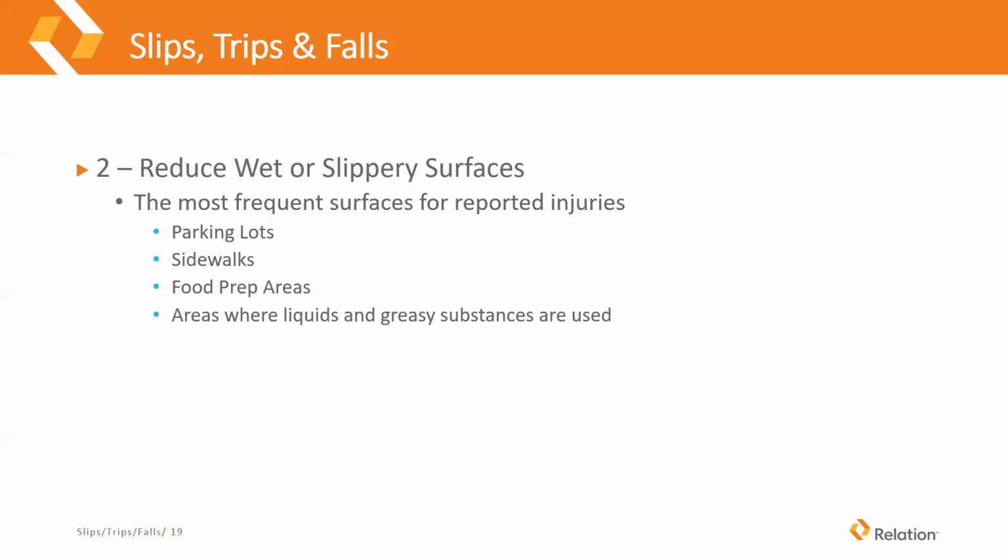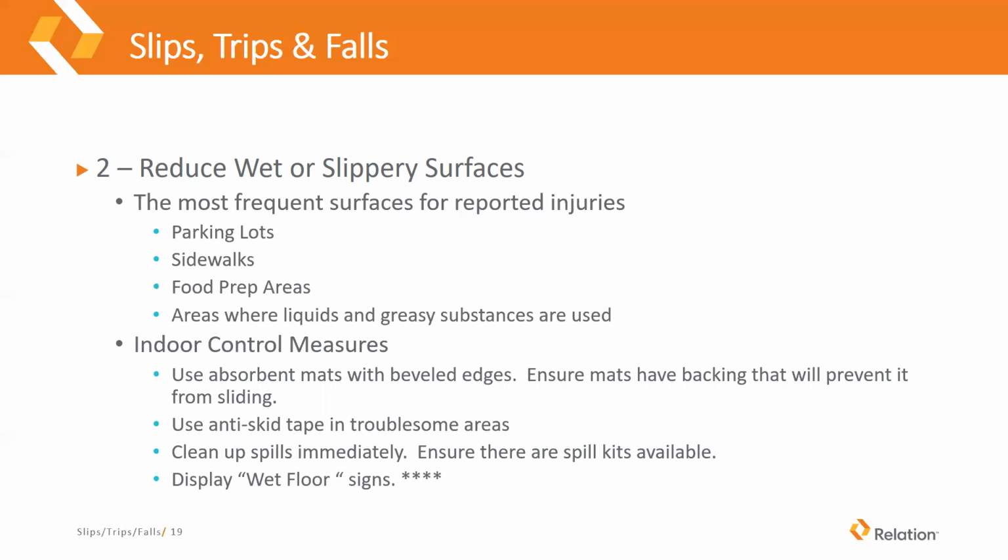Anytime you're using any type of solvents, liquids, greases, those things are going to be spilled on the floor. You need to keep those liquids contained, and you need to be aware when you're in these areas. So indoor control measures: use absorbent mats with beveled edges. Ensure the mats have a backing that will prevent them from sliding. So entryways, exits, you want to have these type of mats. Use anti-skid tape in troublesome areas.